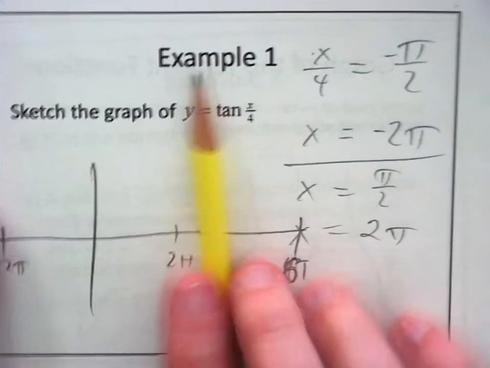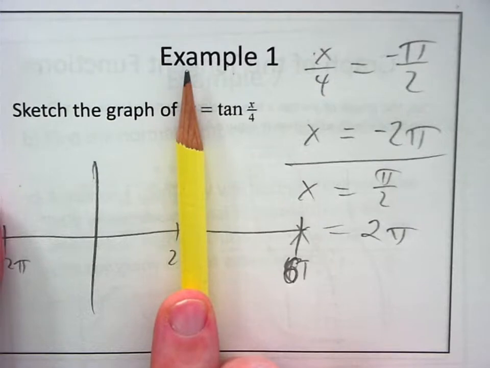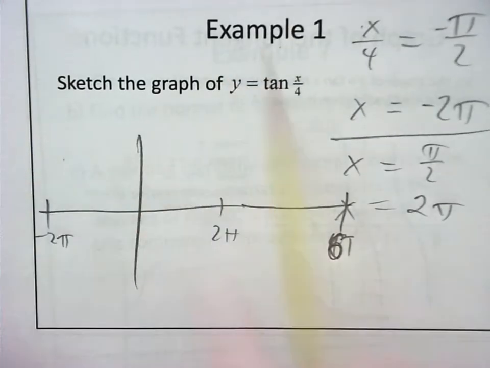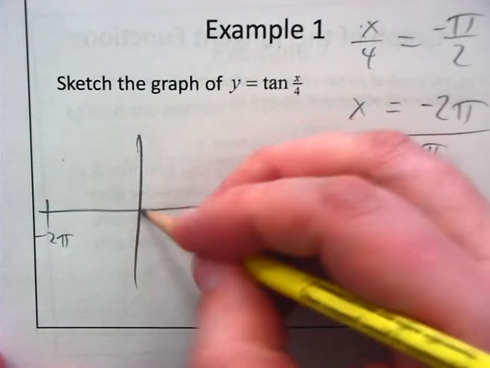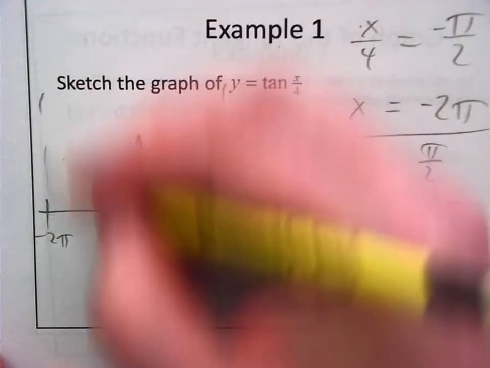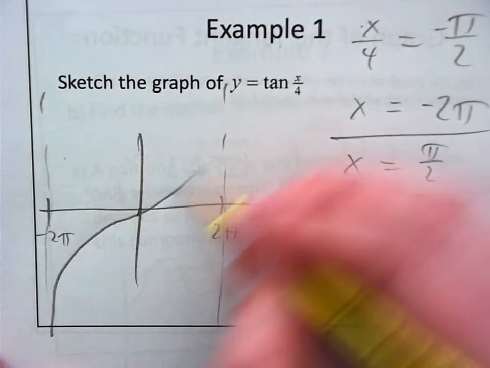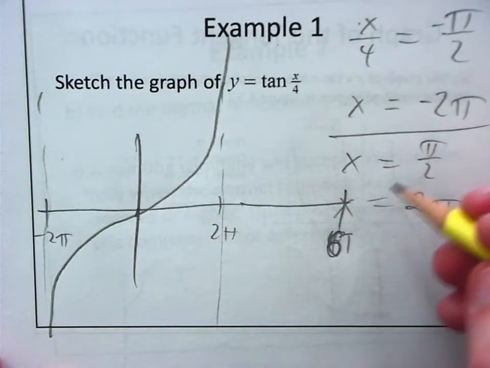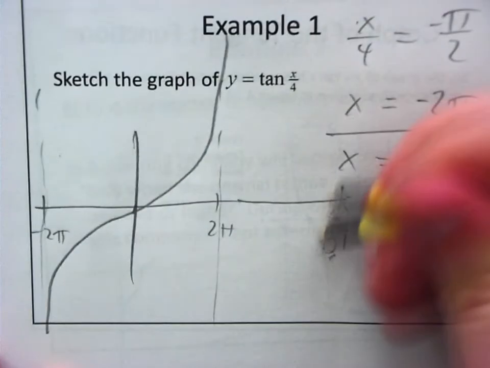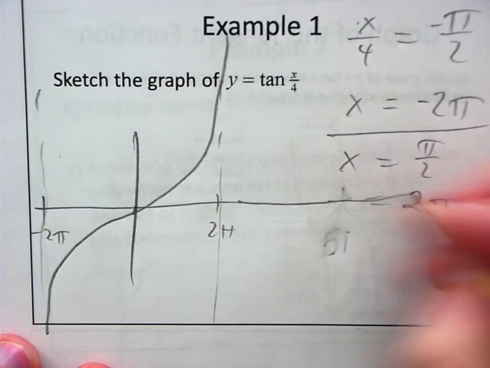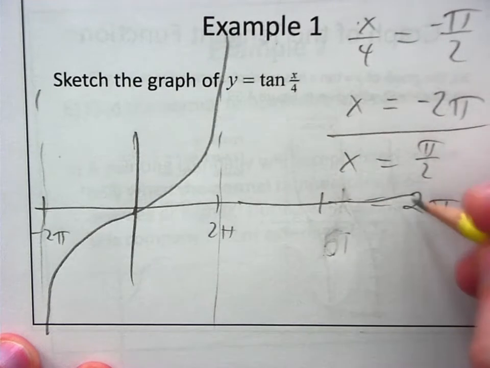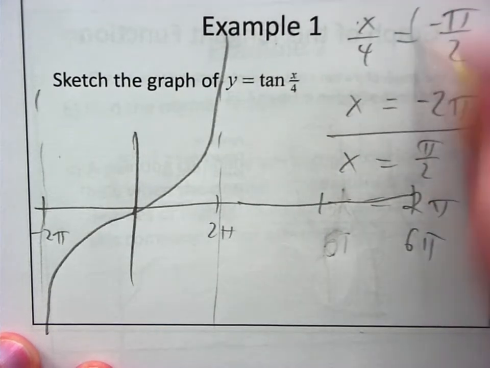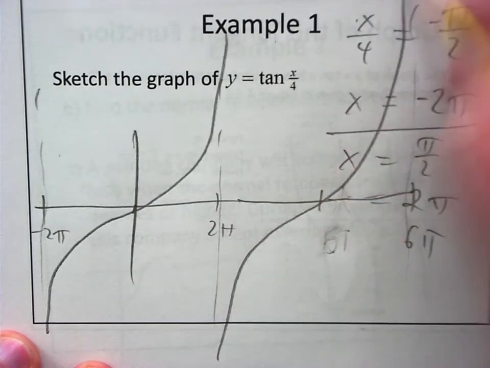Because this actual period then is what? From here to here? 4 pi. So it's going to go through the origin. You have asymptotes there and there. So your graph looks roughly like this. Now, this is nowhere near to scale. So 4 pi would be there, 6 pi would be out here. And again, it goes through the origin and up.